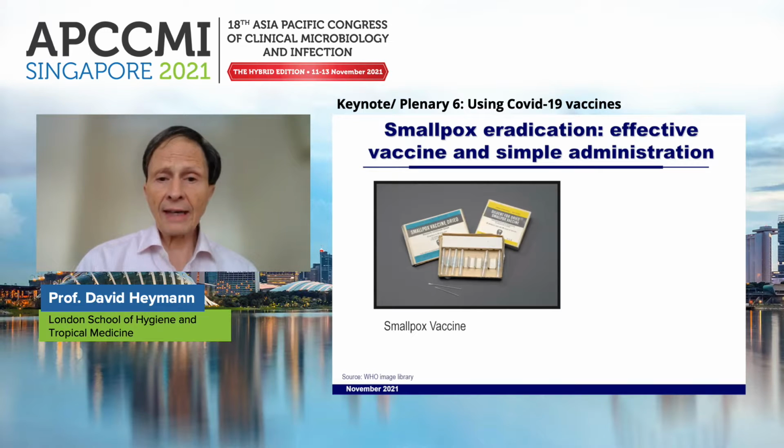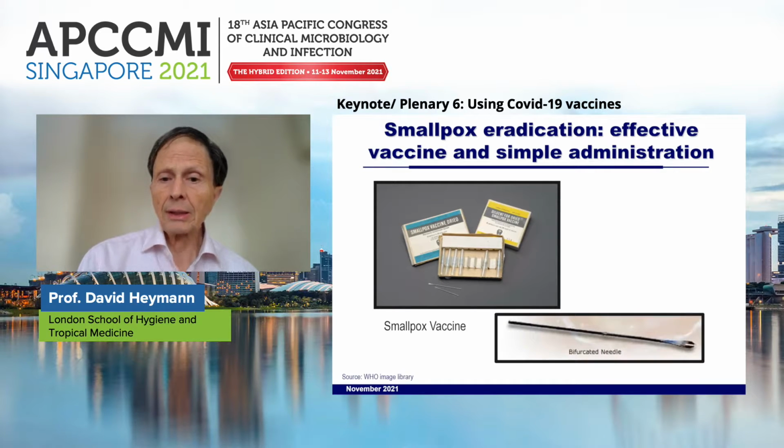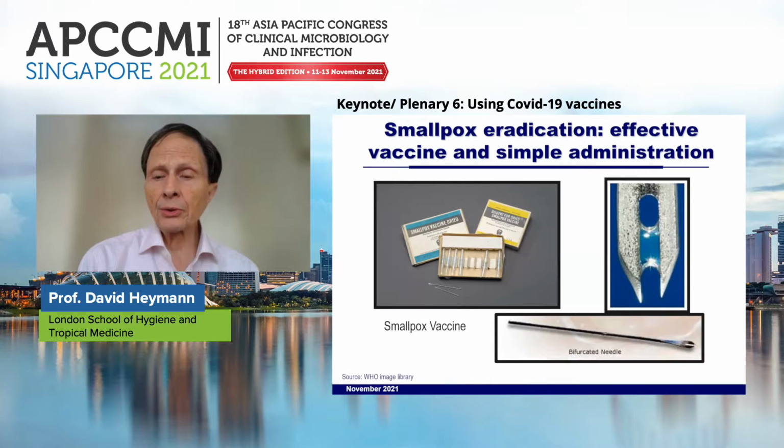So, with a vaccine that was available back in the 1960s, a massive eradication program began. The vaccine is shown here. The bifurcated needle, which was used to vaccinate, is shown here. A very easy process of putting a drop of vaccine on the skin, laying that bifurcated needle on the skin, and then puncturing through that vaccine 20 times into the dermis in order to vaccinate.